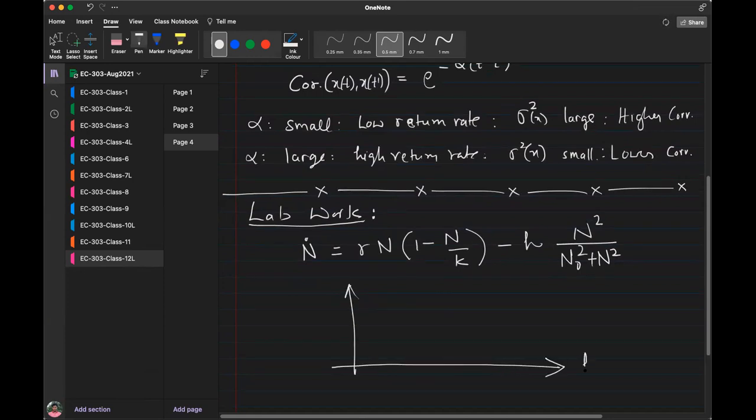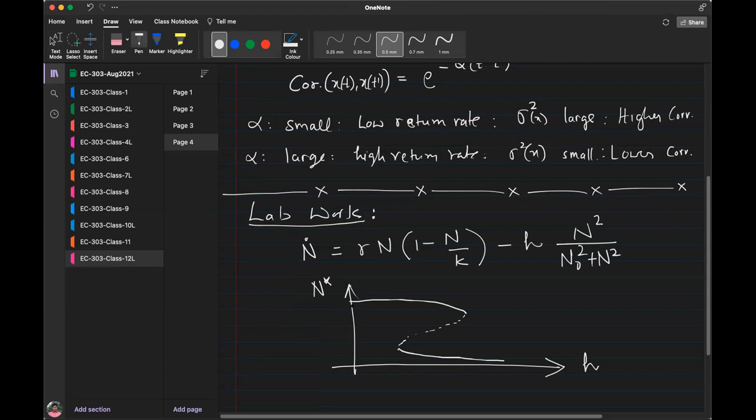And again, this model has come up in the assignment. So this is the stable upper branch, the unstable middle branch, and the stable lower branch. And there is a region of bistability, which has interesting implications.